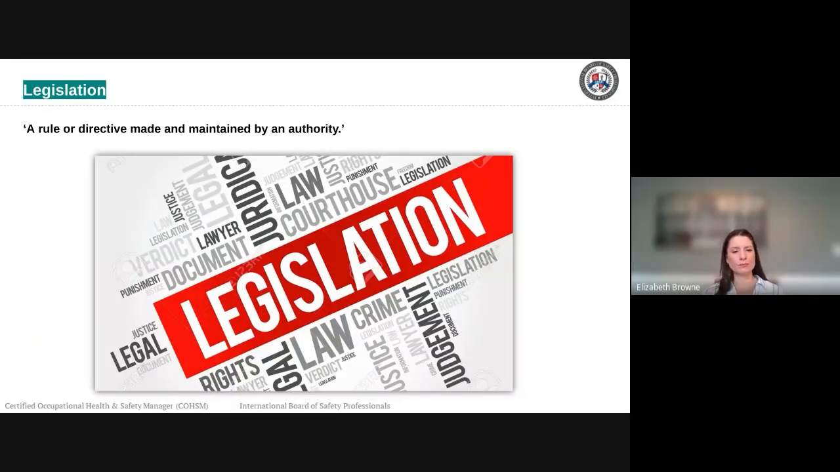Okay, legislation. So this is a rule or directive made and maintained by an authority. In many countries, and I'll continue to use the United States as an example, the Occupational Safety and Health Administration has regulations that are enacted through legislation, which means that anything written in what we call an OSHA regulation is law. It has been enacted just like any other law in our country, and there are penalties given to a company that does not follow those laws.